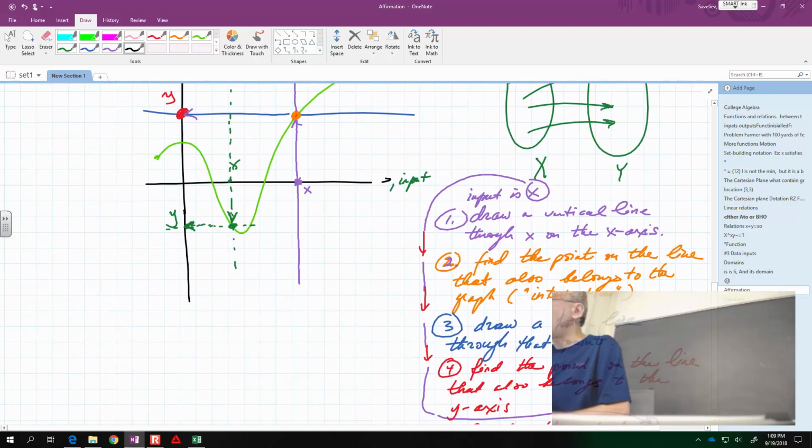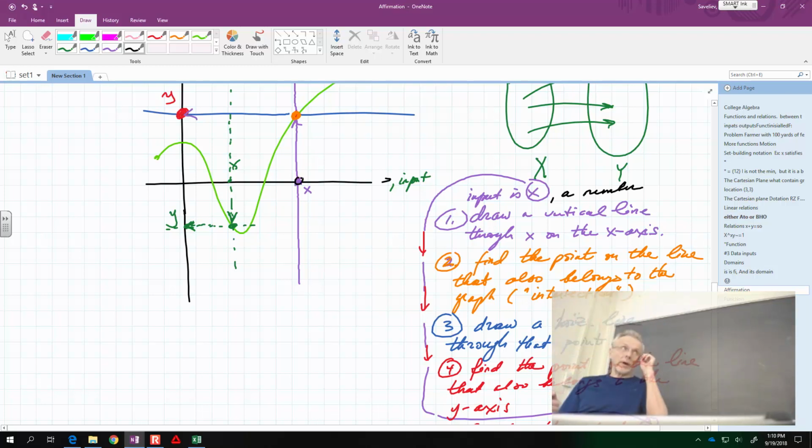So x is the input, a number. Step number one is actually plotting x as a point. So x is a number to begin with, but then we think of it as a coordinate of a point on the x-axis, and then we plot that point on the x-axis. That's the very first step. Then we draw, as you can see, a vertical line through that x on the x-axis.